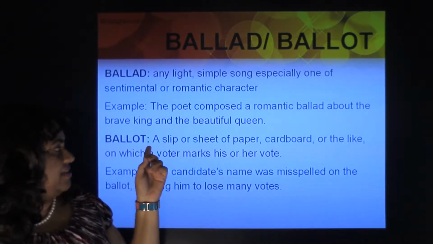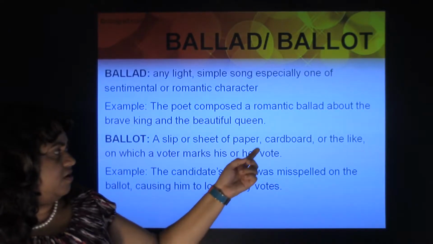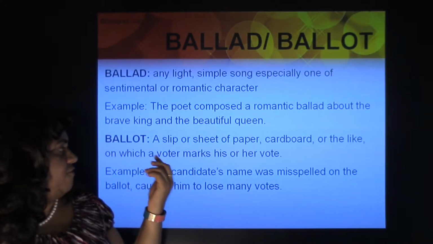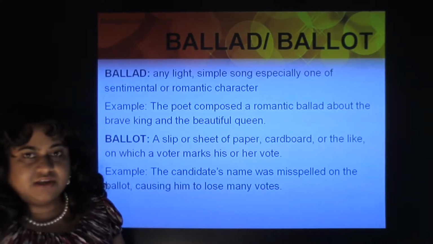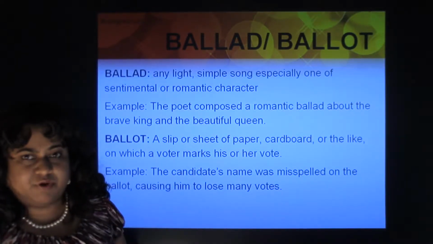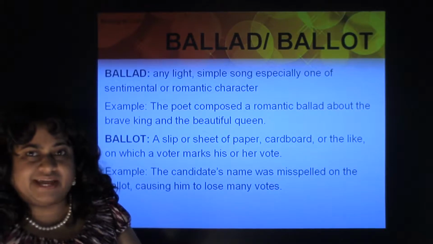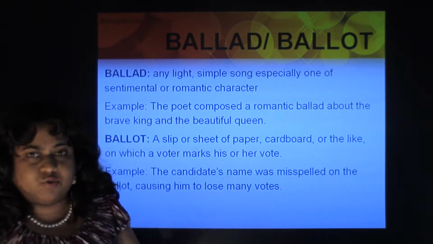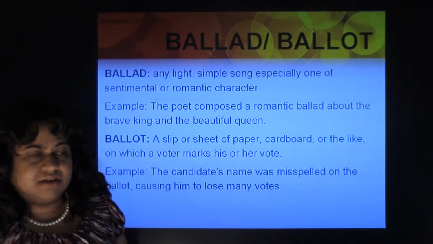A ballot is a slip or a sheet of paper, a cardboard or the like, on which a voter marks his or her vote. So when you go to the elections, you cast your vote on the ballot paper. So they give you a sheet of paper with all the candidates' names and you mark the person who you want to vote for. That's a ballot.